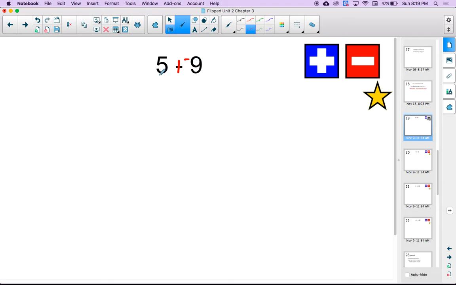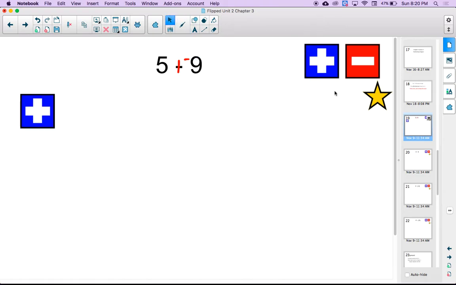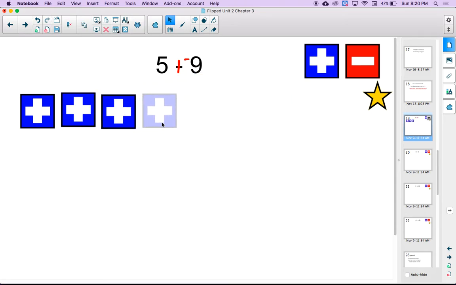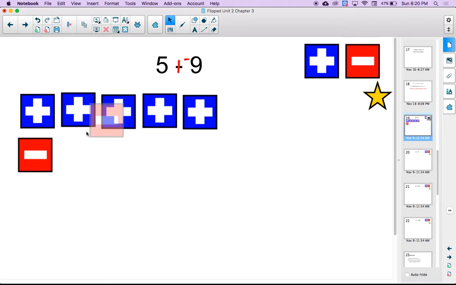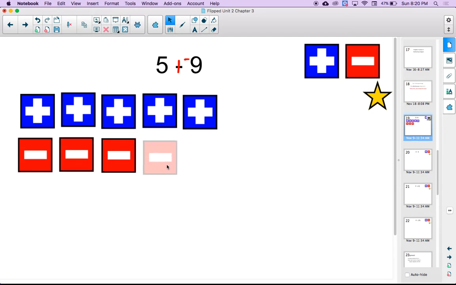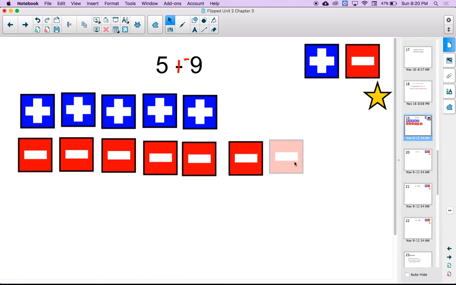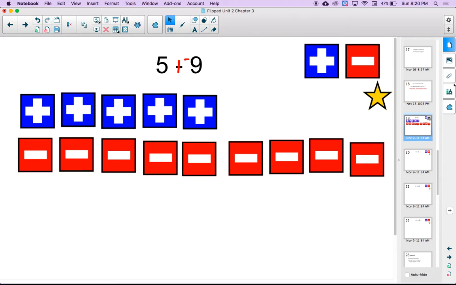Never touch this number here. Always leave that. If it's positive, leave it positive. If it's negative, leave it negative. It's always attacking the minus sign and then changing the sign of the next number. So let's see what this looks like. 5 plus negative 9. We'll build this really fast. 5 positives, 9 negatives. If you do not have tiles like this at home, I encourage you to just draw plus signs to represent the positives, and draw minus signs to represent the negatives. So there's my 5 positives, my 9 negatives.